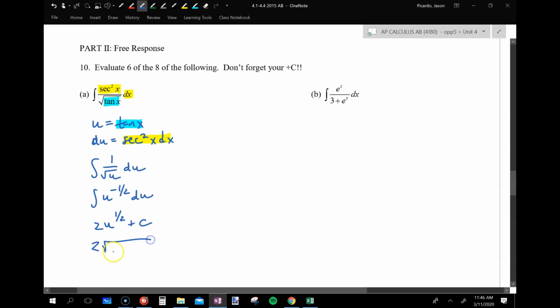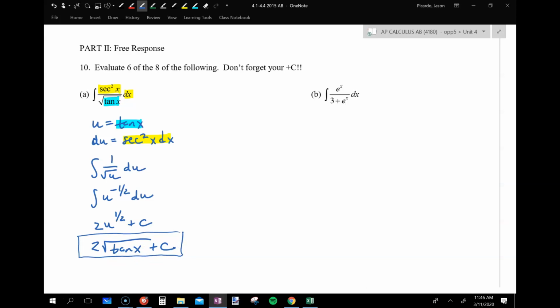Which gives us... How you doing? What do you guys think about letter B? Another U sub, right? Yeah, what are you gonna make it? e to the x.